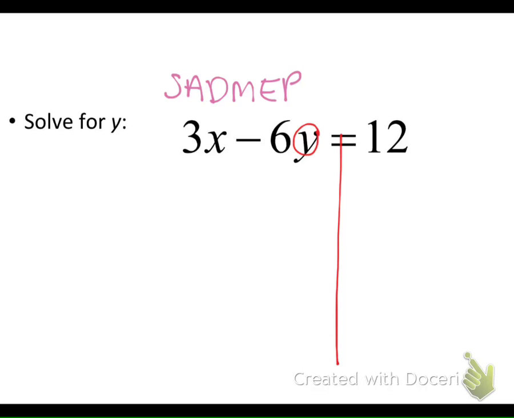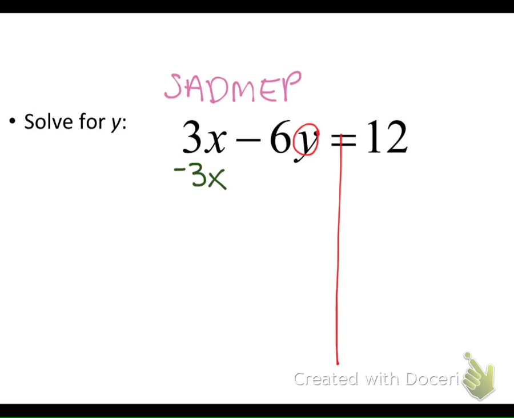No. Because that negative 6 means to what? Because it's touching the y. Multiply. So that's that little confusing part there. I don't have any subtraction because that negative 6y means to multiply. So then the next one, do I have any addition? Yeah, right here. This 3x is a positive 3x. So how do I get rid of a positive 3x? I minus 3x.